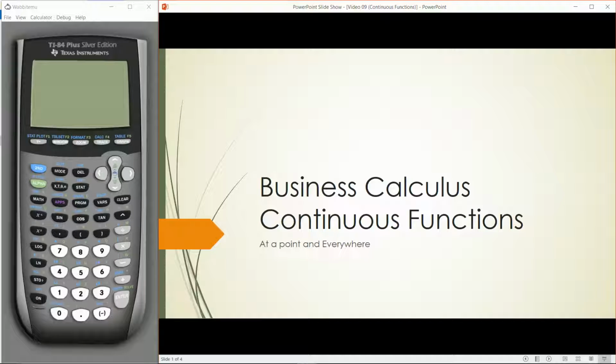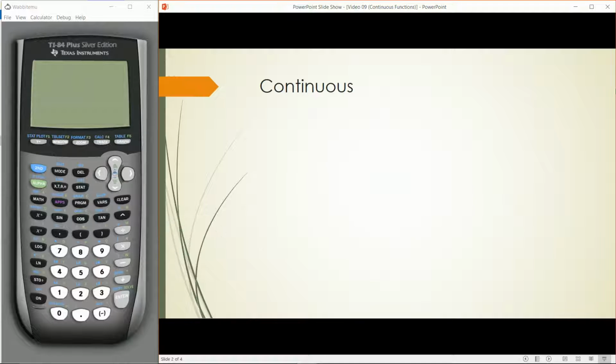Hello everybody, welcome back. Today we are going to be talking about continuous functions. There are two ways to talk about continuous functions. We can talk about whether they are continuous at a point, and we can talk about if they are continuous everywhere. This is a fairly straightforward concept, so hopefully this video will be nice and short.